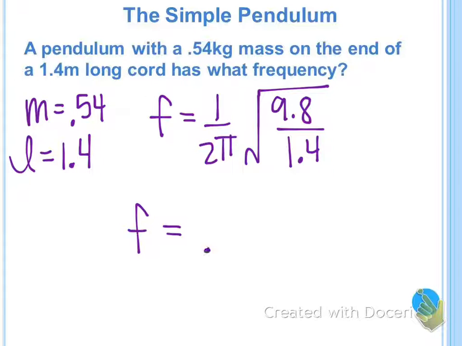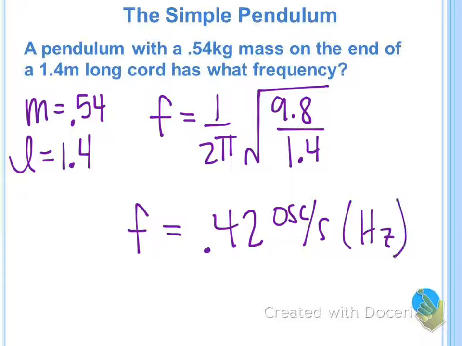Two point four two, and do you know what the units are? Oscillations per second, or otherwise known as hertz. I got a question. Uh-huh. Why is it always a decimal place off?